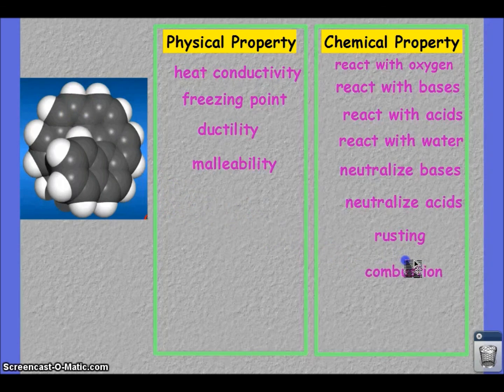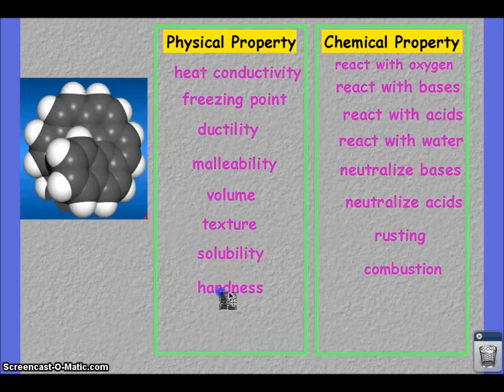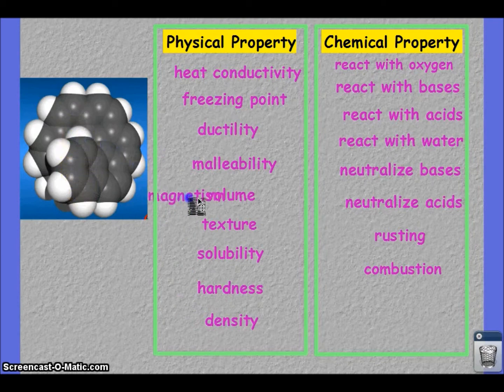Combustion is a chemical property. Combustion, burning. You take a hydrocarbon, react it with oxygen from the air to produce carbon dioxide and water. Volume is physical. Let's see, find more. Texture is physical. Solubility, physical. Hardness, physical. Do we have more? Density, physical. Magnetism, physical.